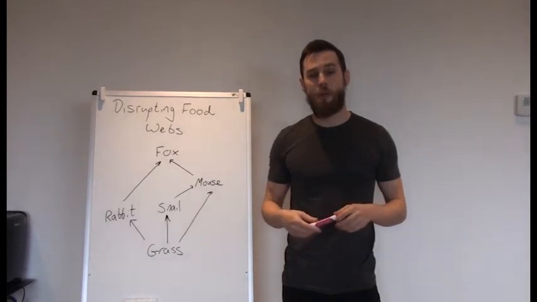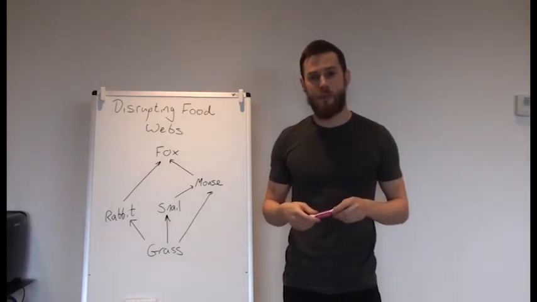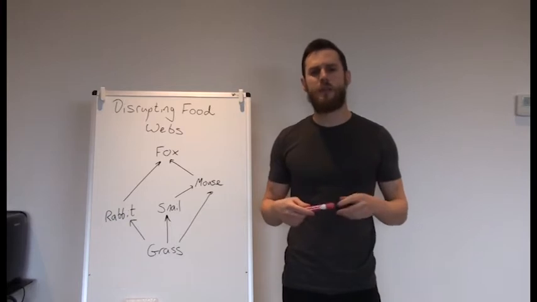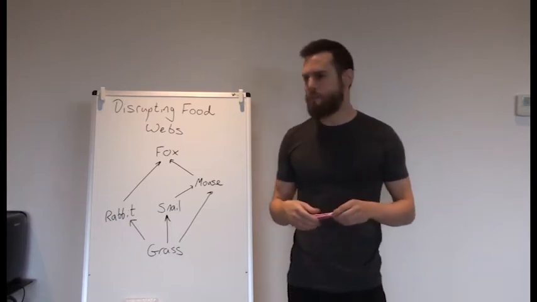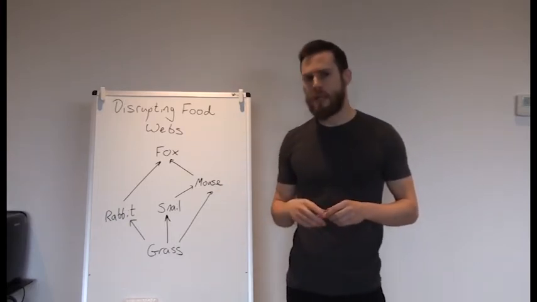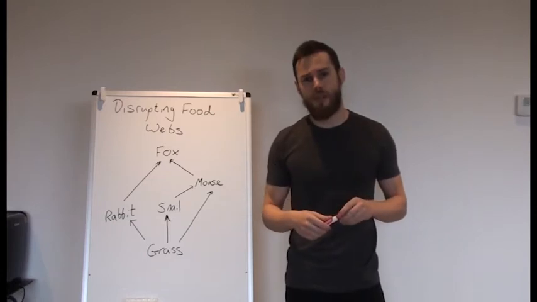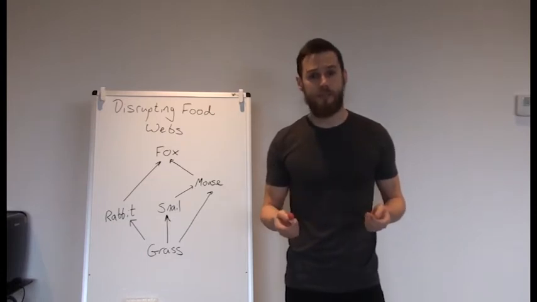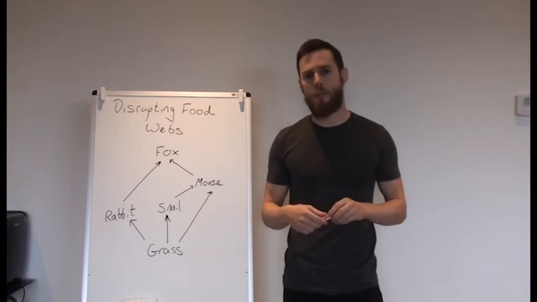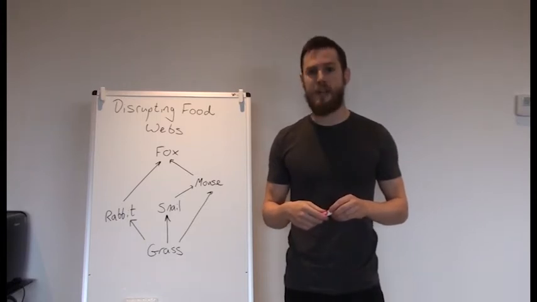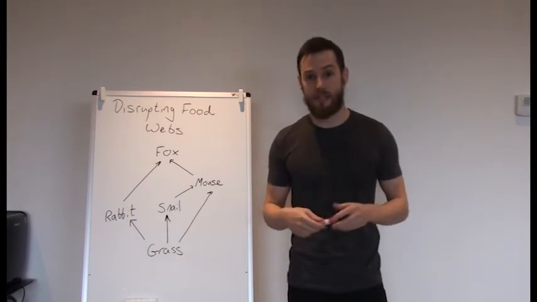Welcome to a video on disrupting food webs. Now we need to understand what will happen to the populations of organisms if one particular organism within a food web becomes extinct. So when I say population, what I mean is the number of that particular species.